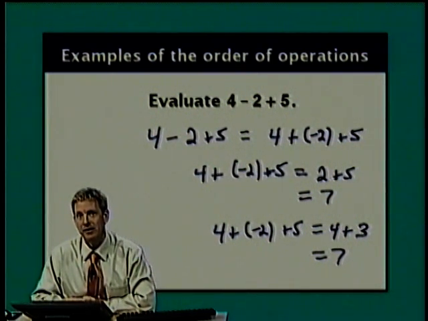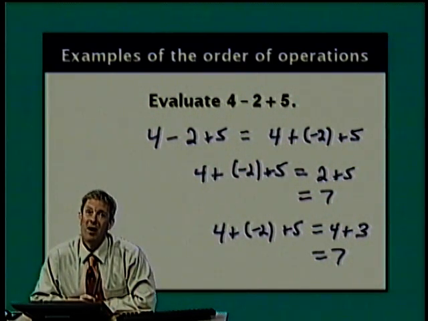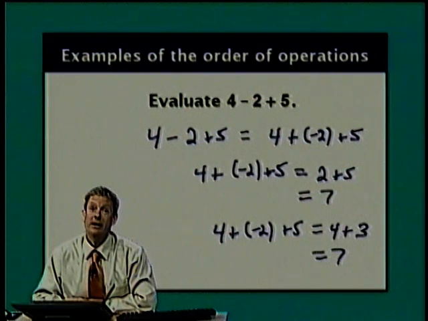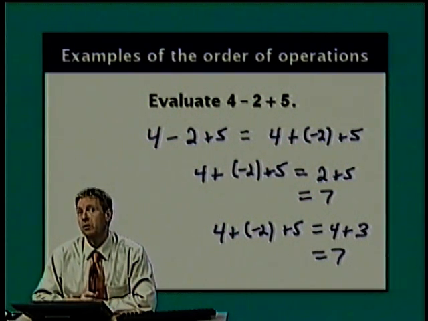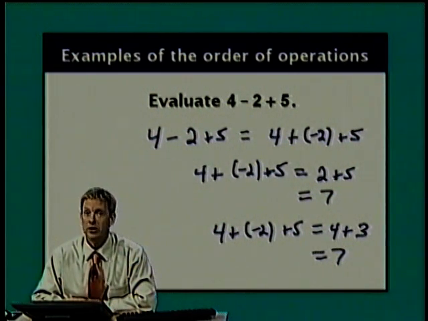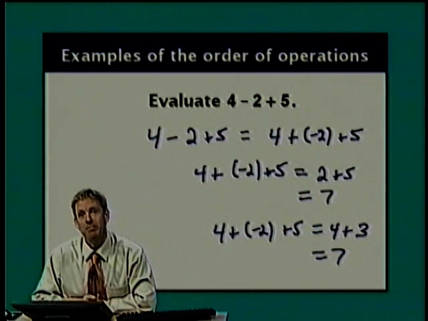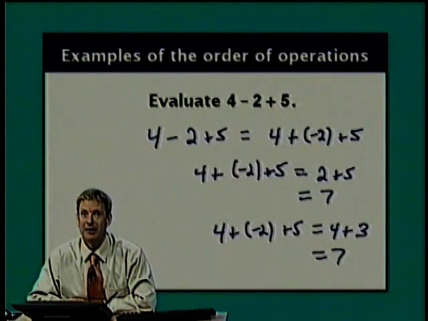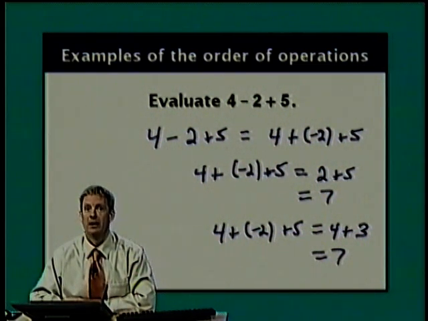That's good news. That's something called the associative property, which we're going to talk about in a minute. Also, since when we do change this to addition, we get 7 no matter which order we do the addition, it's important that we get 7 when we have it written as subtraction as well. And the only way we get 7 when we have it written as subtraction is if we perform the operations left to right.